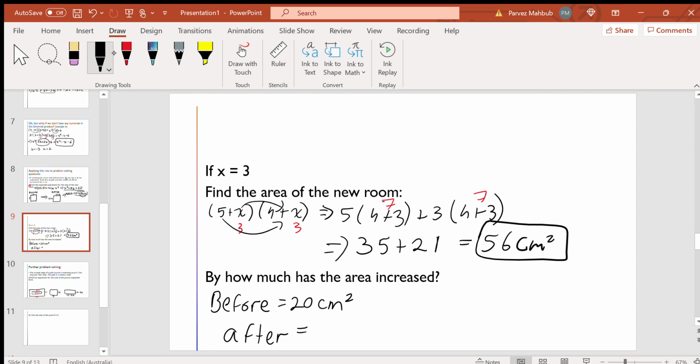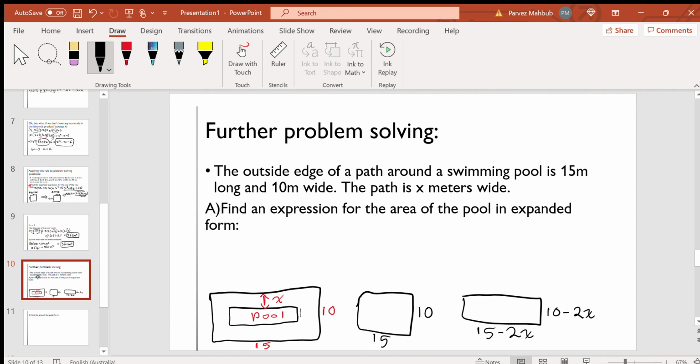So we can tell how much the area has increased if we subtract 20 centimeters squared from 56 centimeters squared. So that should be 36 centimeters squared. That's how much the area has increased by. Let's do one more problem-solving question to strengthen our understanding.